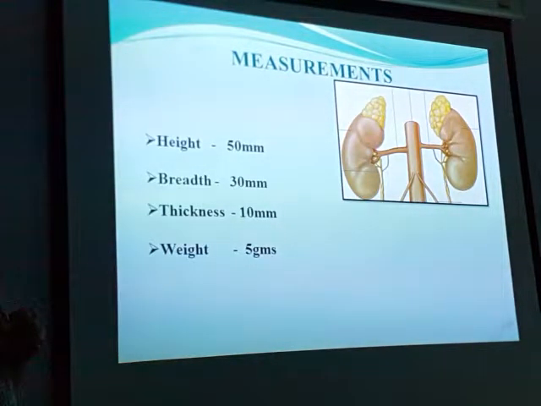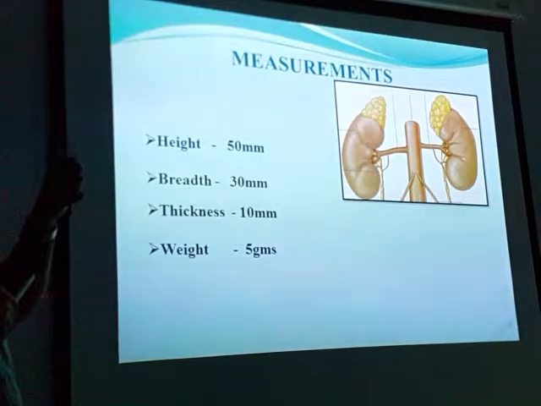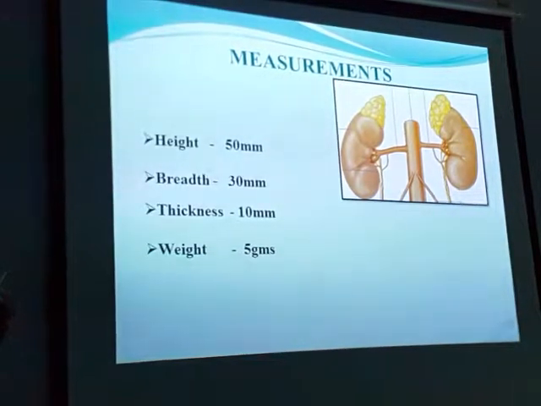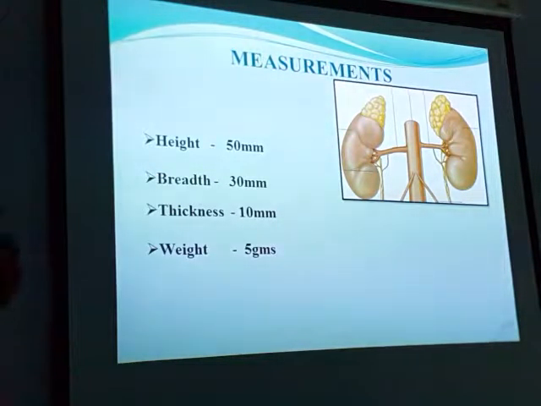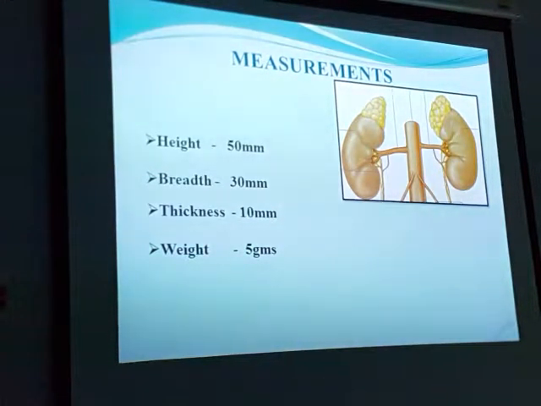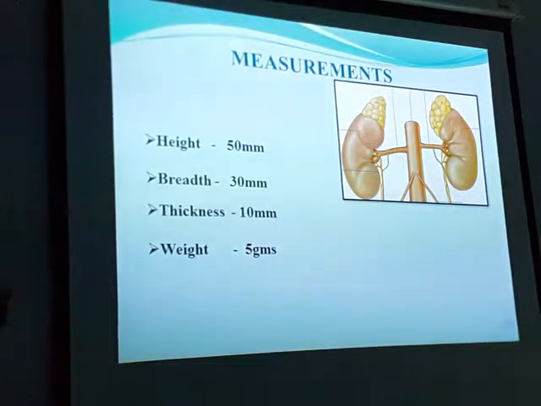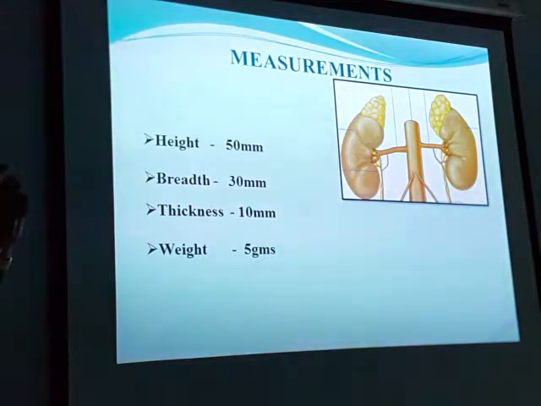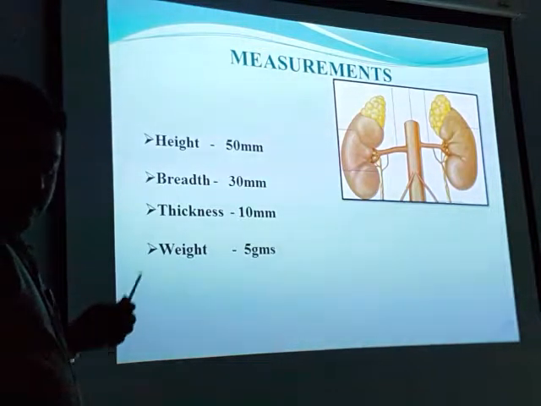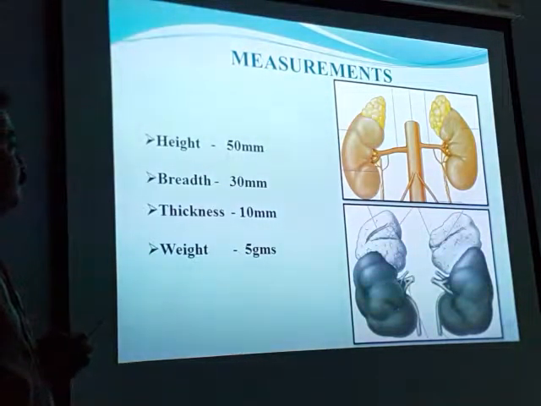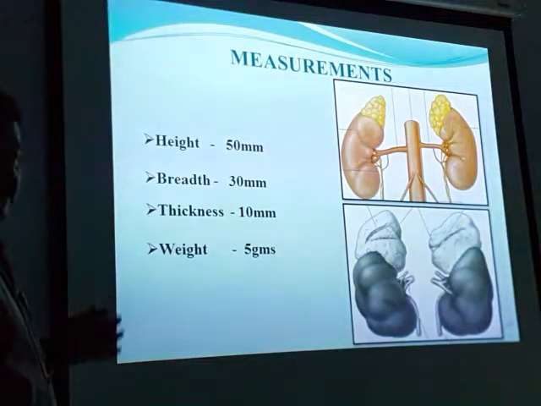Next are the measurements of the suprarenal gland. The height is about 50 millimeters, the breadth is 30 millimeters, and the thickness is about 10 millimeters. It weighs about 5 grams. These are the measurements of the right and left suprarenal gland.